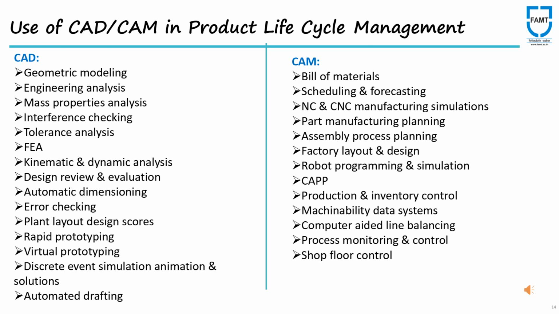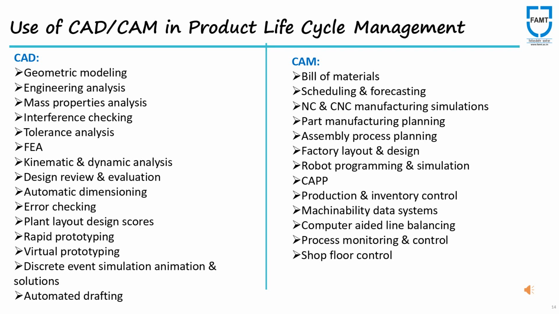So as far as CAD is concerned, geometric modeling, you know what geometric modeling is. Then engineering analysis, you can perform the analysis. Mass property analysis also can be performed. Interference checking in case of assembly, when you are assembling multiple components together, if interference is there, that checking also can be done with the help of CAD. Tolerance and stack up analysis is done, finite element analysis can be done, then kinematic and dynamic analysis is done, the design is reviewed and it is evaluated as well. You can calculate a design score with the help of CAD software. Automated dimensioning can be done, and errors if any can be checked with the help of CAD software.